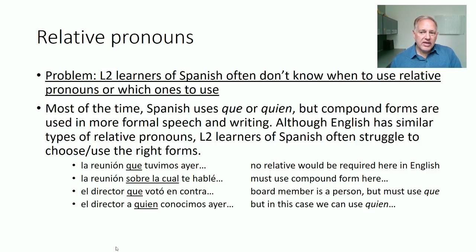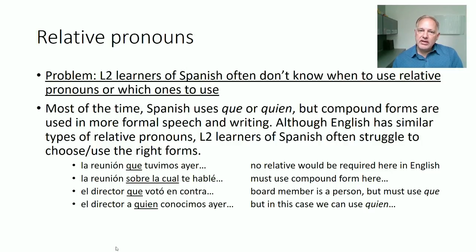So, although English has similar types of relative pronouns, we have that, we have which, we have who, right? We have whom, we have about which, things like that. We have similar forms, right? Still, for some reason, L2 learners of Spanish often struggle to choose and use the right forms. So here are some examples, and a little bit of commentary on why it's tricky, right?